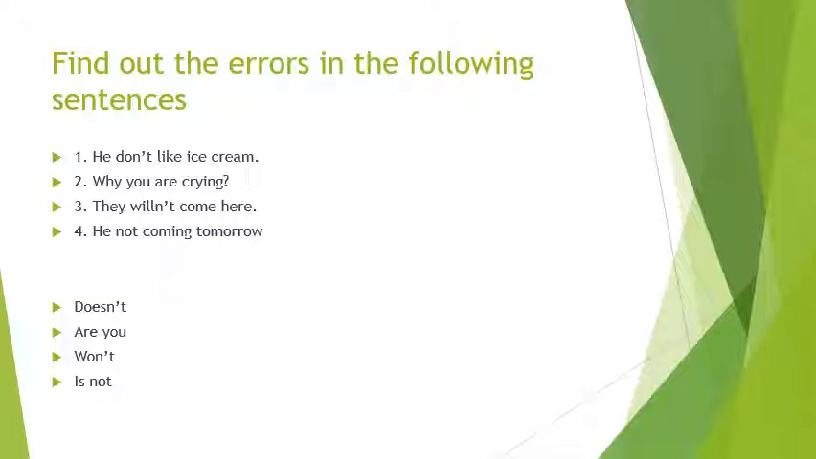Why you are crying? The order of the sentence is wrong. Why are you crying? They willn't come here. Willn't is not the correct abbreviation. The correct abbreviation is won't. They won't come here. He not coming tomorrow. This one is easy. He is not coming tomorrow.